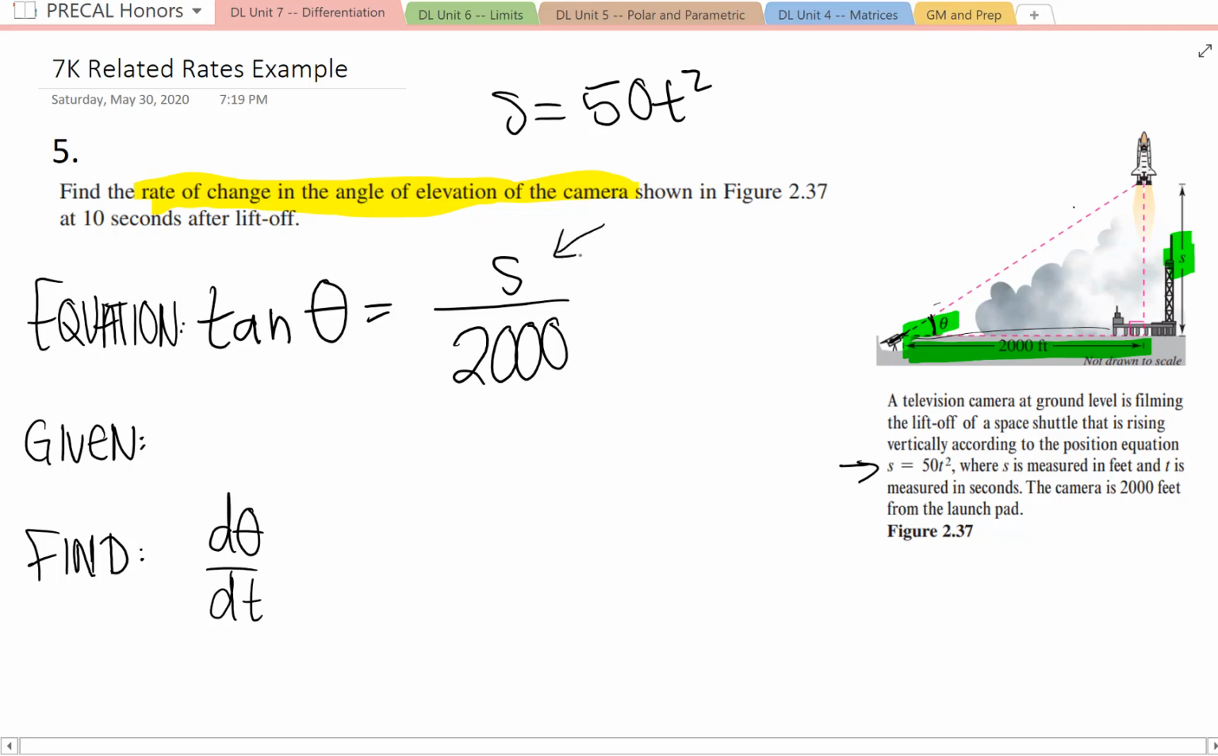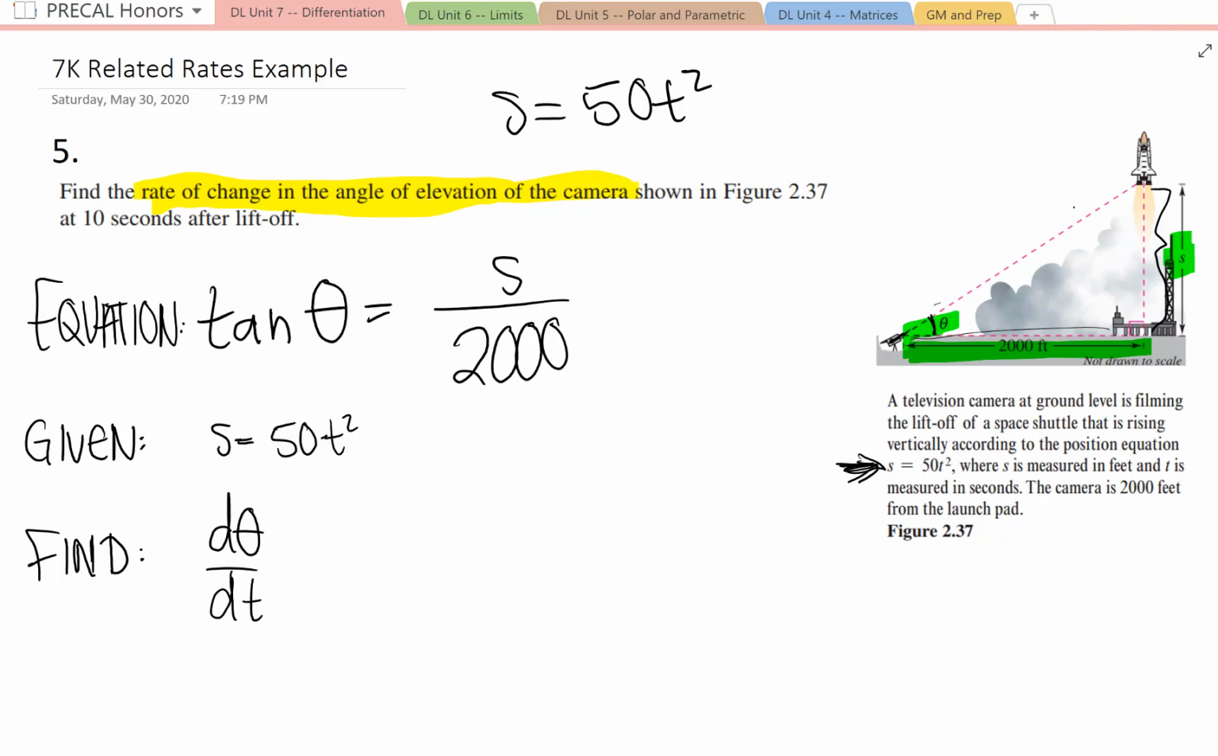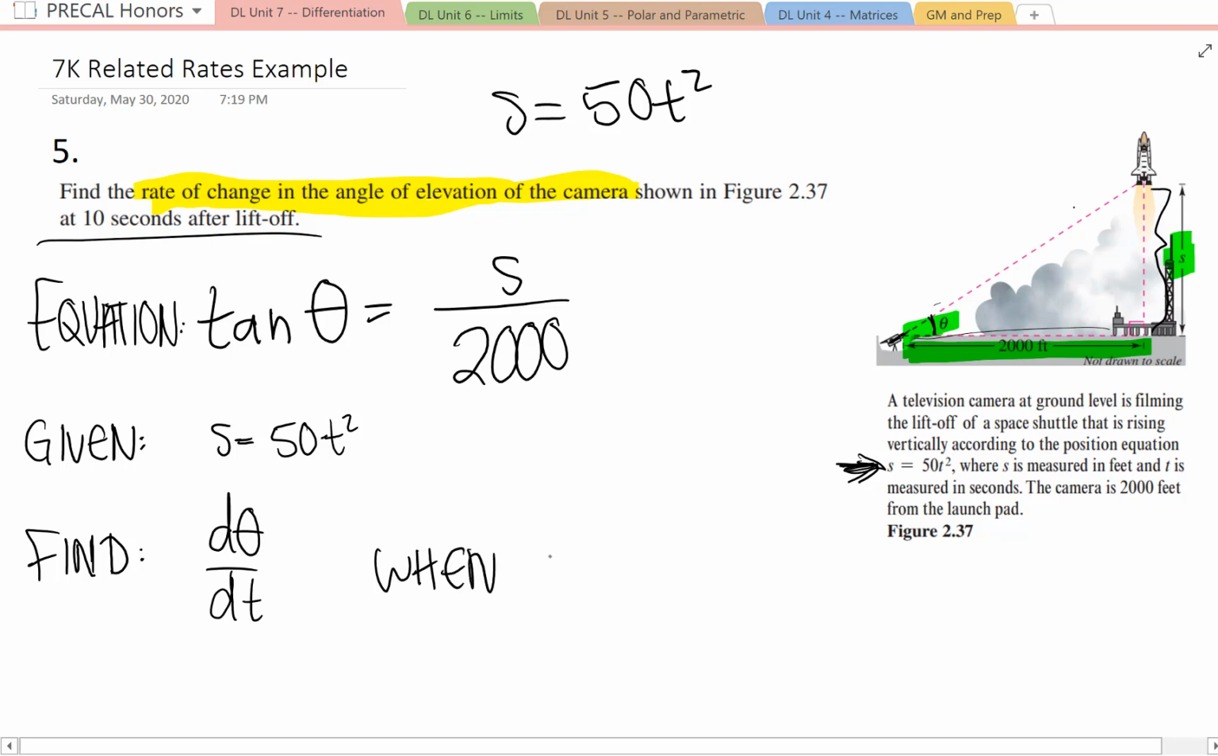The other variable in here that will be differentiated implicitly and will result in a ds/dt is the change of position in the rocket, which has been given to us by this equation, s equals 50t squared. Everything they want to know is 10 seconds after liftoff. So when t equals 10, oh, and hey, when t equals 10, what is the position or the height of the rocket?